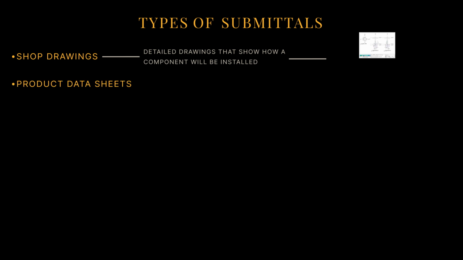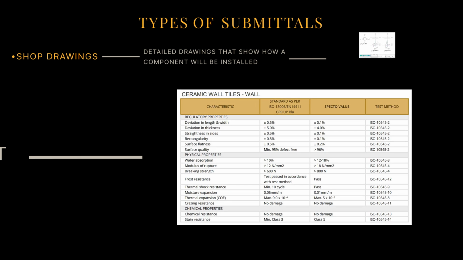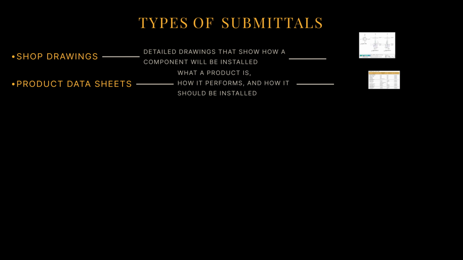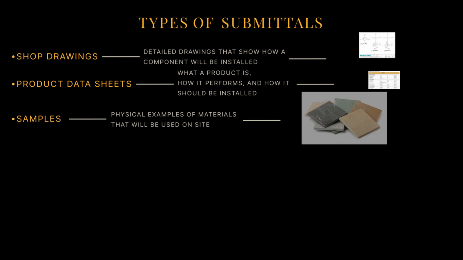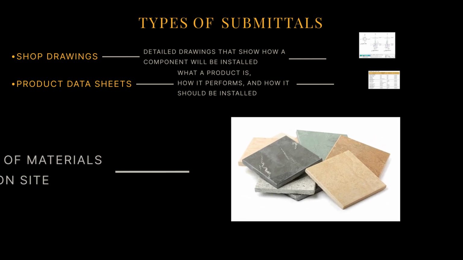Second, product data sheets. These are documents from the manufacturer explaining what a product is, how it performs, and how it should be installed, like a product data sheet for ceramic floor tiles, showing tile size, thickness, water absorption rate, and installation method. Third, samples. They are physical examples of materials that will be used on site, so the design team can check texture, color, or quality, like a physical tile sample to choose the right finish for the work.